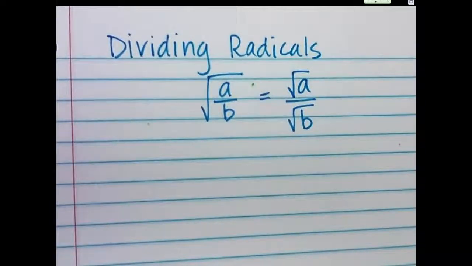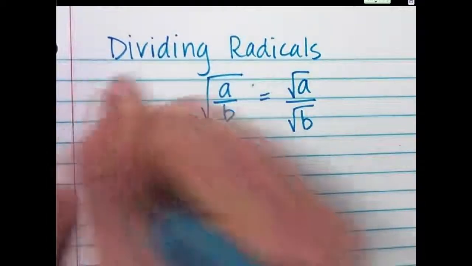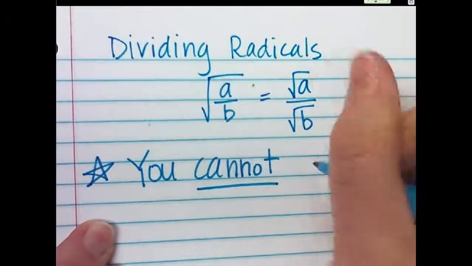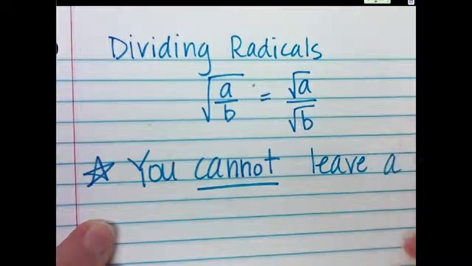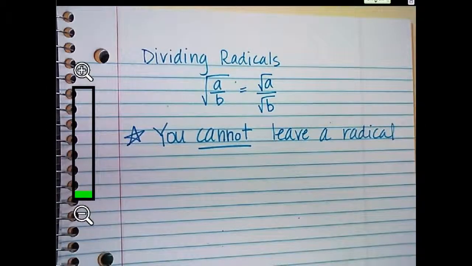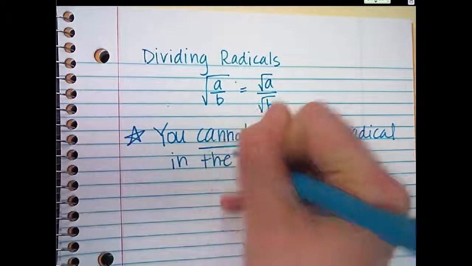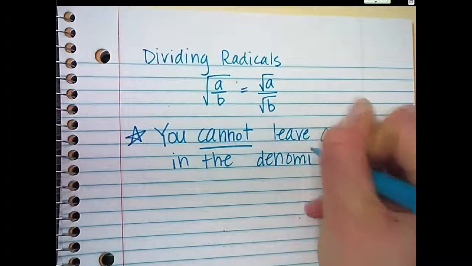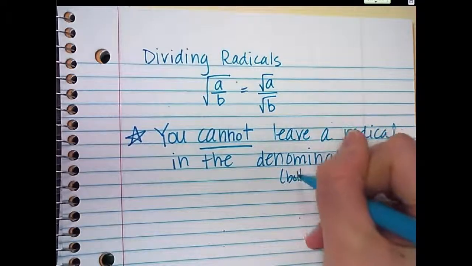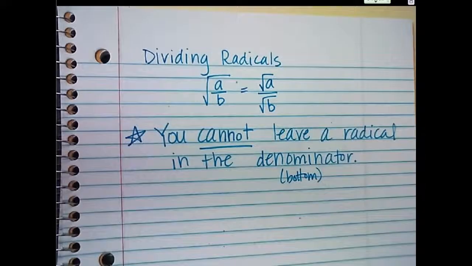So the main thing that we're doing today, and really the only reason we divide radicals, is because of this: you cannot leave a radical in the denominator, or the bottom of a fraction. So that's the only reason we do what we're doing today.